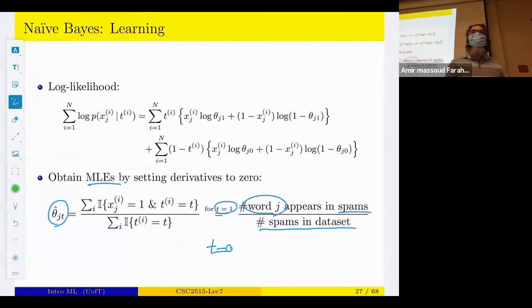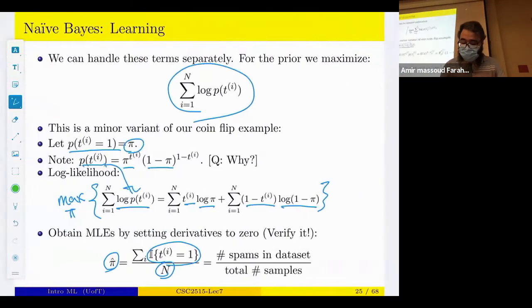Okay, so this concludes the learning of naive Bayes. We essentially just compute these theta jt's for all possible values of j and t. This is computationally easy. Relatively, you have 2d plus 1 parameters. You just need to count the number of times word j appears in spam or non-spam. And for the prior, you only need to count the number of spams in the data set divided by the total number of samples. So it's a very simple learning procedure.